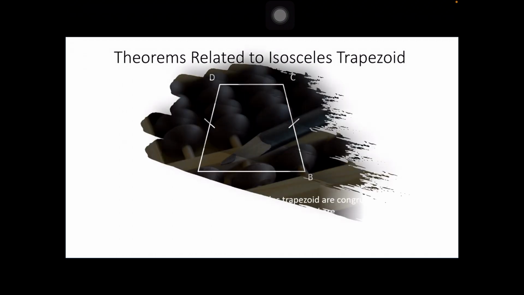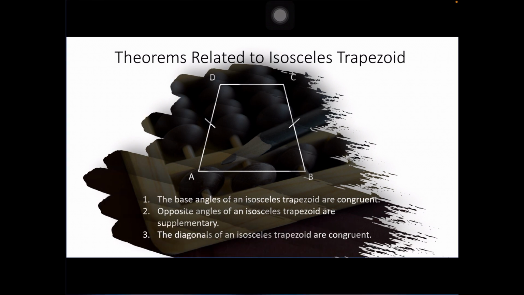Now, theorems related to isosceles trapezoid. And number 1, the base angle of an isosceles trapezoid are congruent. Number 2, opposite angle of an isosceles trapezoid are supplementary. Third, the diagonals of an isosceles trapezoid are congruent.